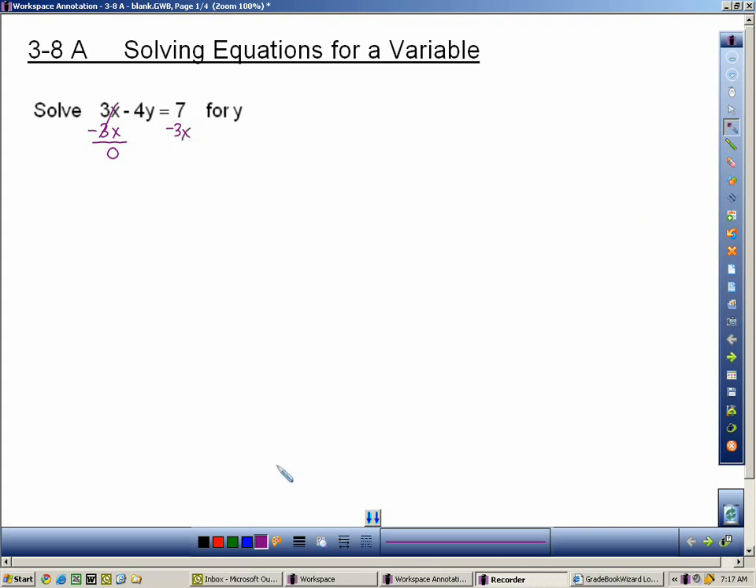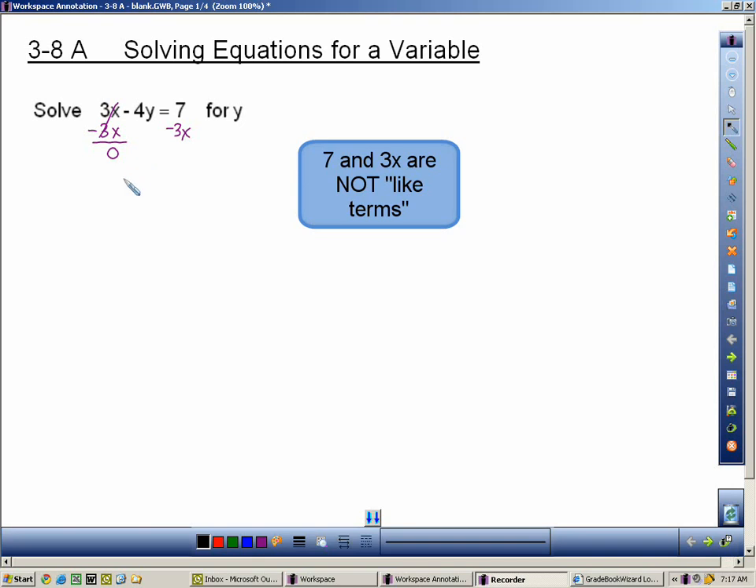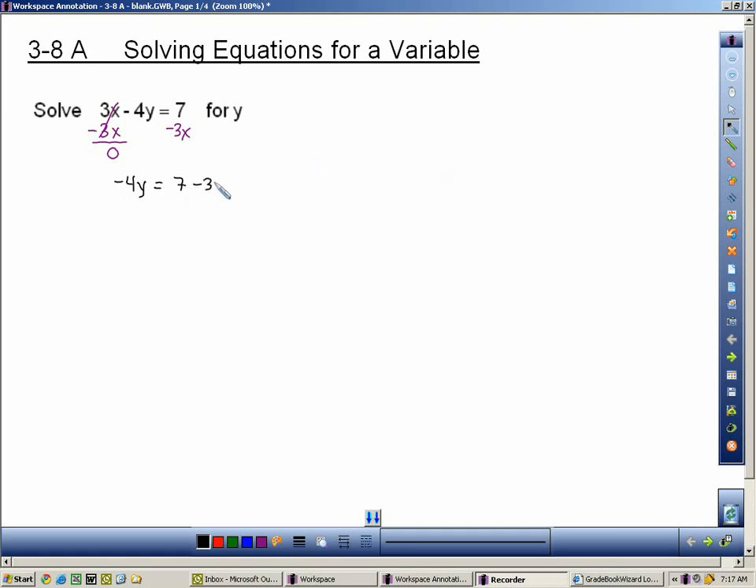Now here's a potential problem. A lot of people look at 7 minus 3x and they say, well, that's 4x or something along those lines. You cannot combine 7 and 3x because they're not like terms. All you can do is just write it as 7 minus 3x.